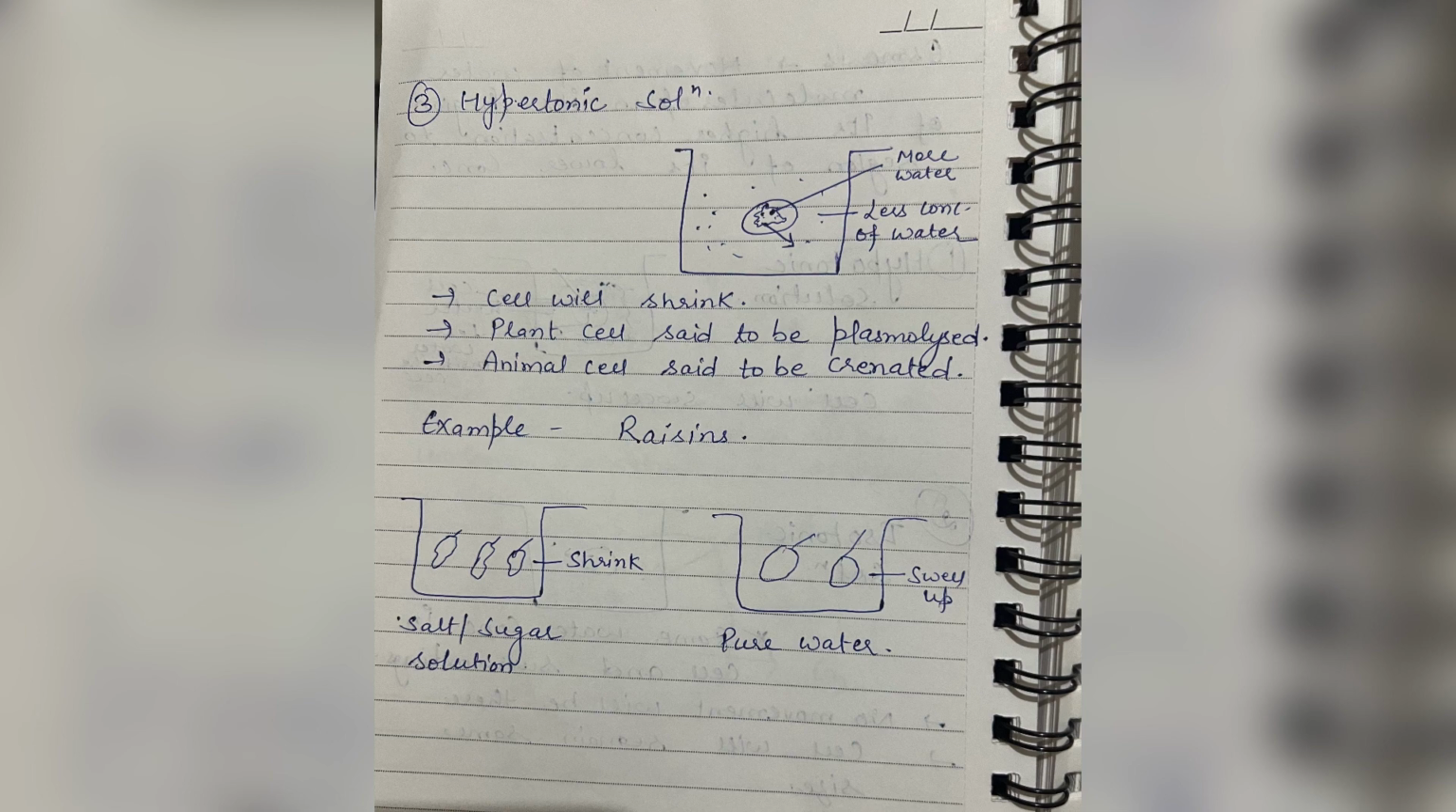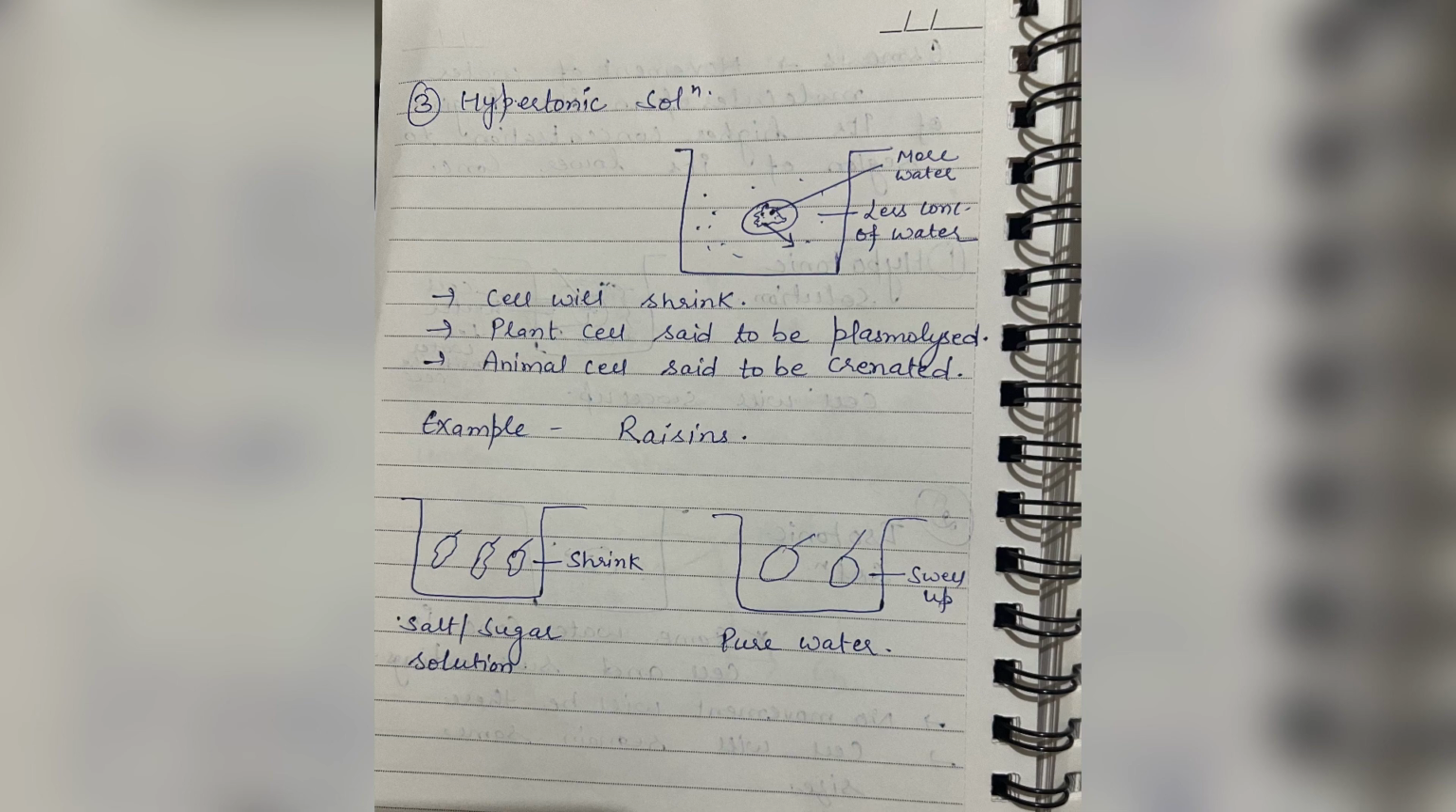Next, we have a hypertonic solution. What will happen in the case of a hypertonic solution? If we keep a cell inside such a solution, the water concentration outside is very low and more inside the cell, then the water will move from the inside to the surroundings. That means the cell will lose water. In this case, the cell will shrink.